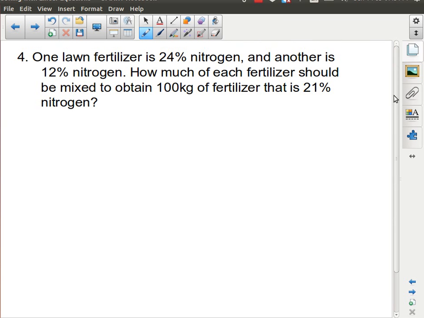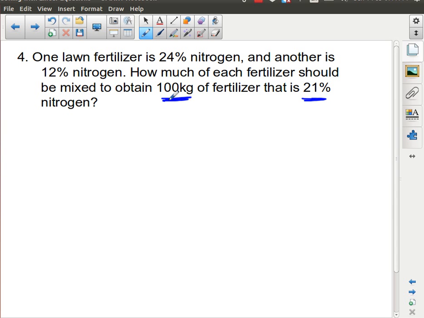And finally, we've got a mixing type question. We've got a lawn fertilizer, which is made up of 24% nitrogen, and another lawn fertilizer is made up of 12% nitrogen. How much of each fertilizer should be mixed? So we want to take these two bags of different types of fertilizer, and we want to end up with 100 kilograms. So let's say we essentially have an unlimited amount of the 24% fertilizer. We have an unlimited amount of the 12% fertilizer, and we're trying to produce 100 kilograms of 21% nitrogen fertilizer.